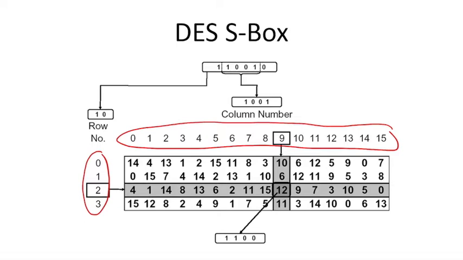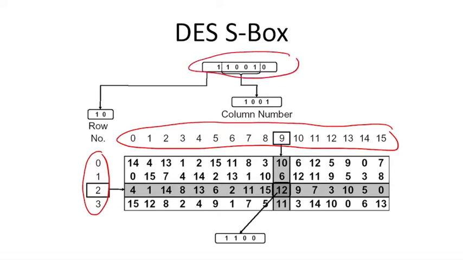Rows are labeled from 0 to 3. So we have 4 rows, and columns are labeled from 0 to 15. We have 16 columns. And we look in a specific row and a specific column and pick a number at their intersection. And we convert that number to binary to get our 4 bits. Now, which row and which column to look into is defined by this 6-bit input that we have.